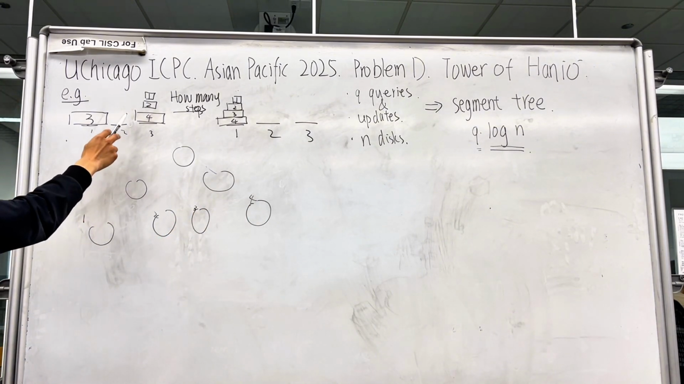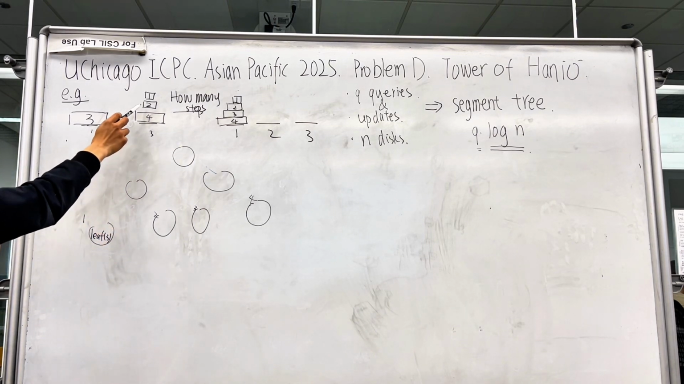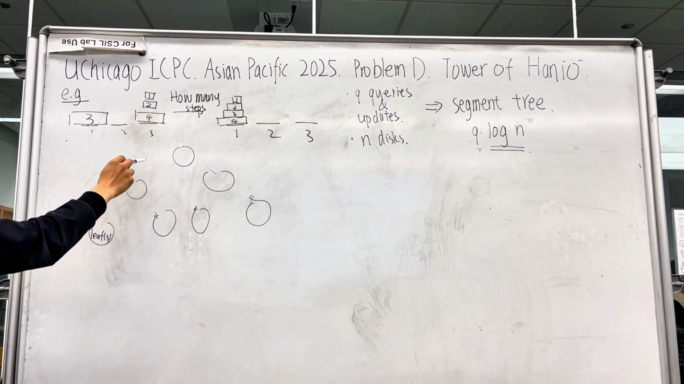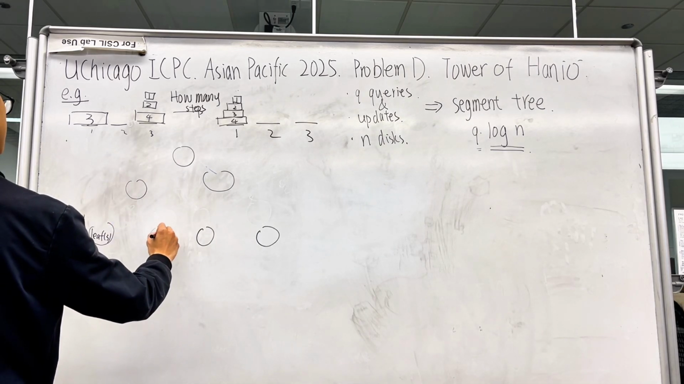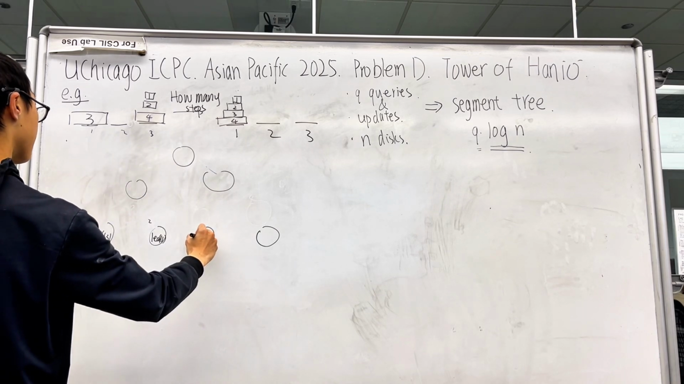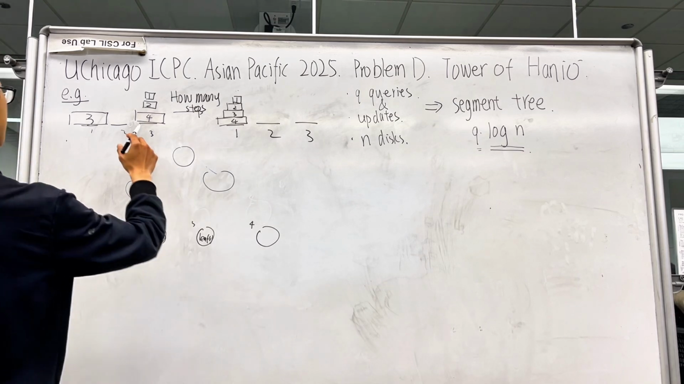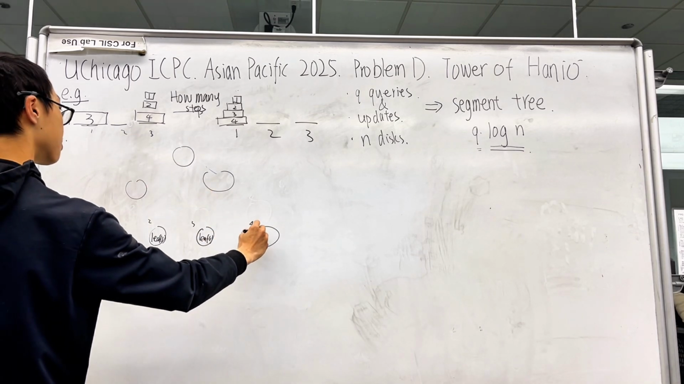Disk 1 is at which peg? It's at peg 3. For disk 2, it's also on peg 3. So this is leaf 3. Disk 3 is on peg 1. So let's say peg 1. For disk 4, it's on peg 3 as well.